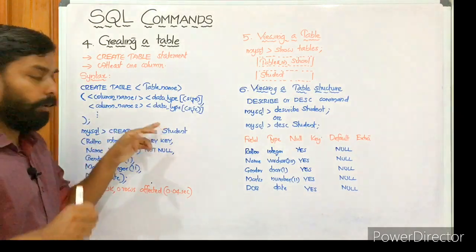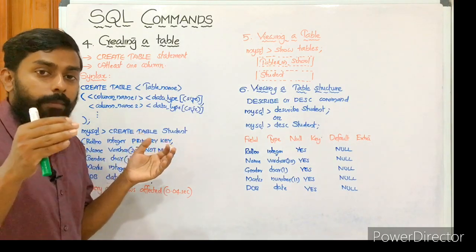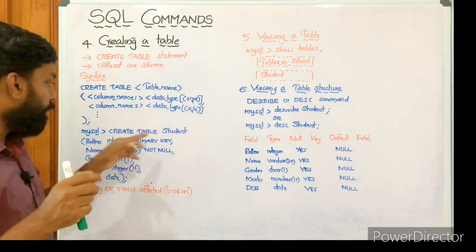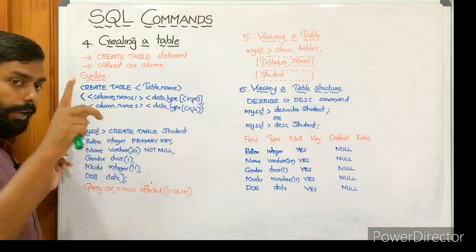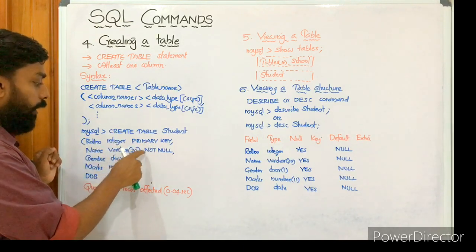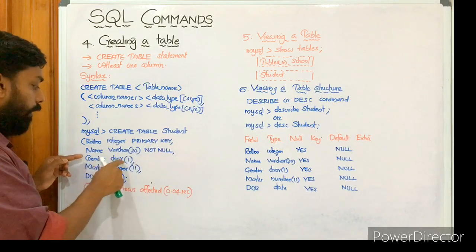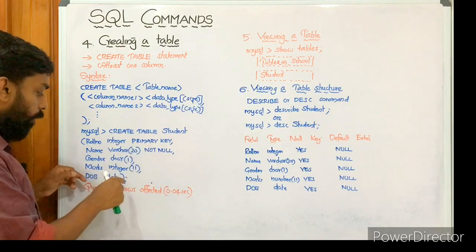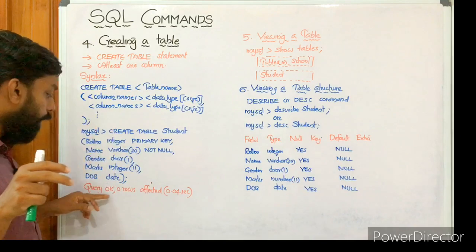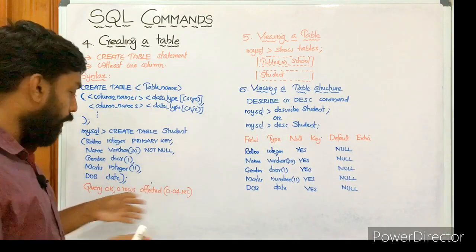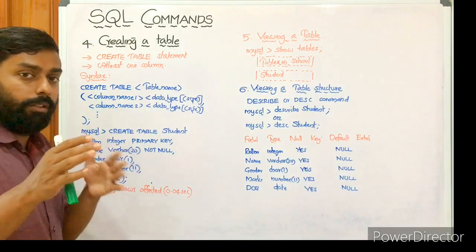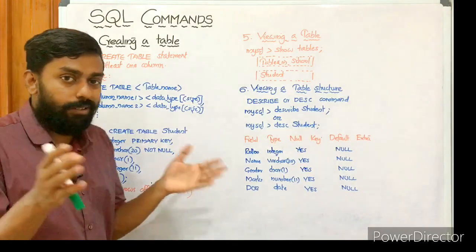Let's have an example. MySQL: create table student, that's the one we have created. Our database name is school, and we have two tables in school, student and fees. So the first one is student. Create table student, opening parenthesis, roll number integer primary key, name varchar 20 not null, comma, gender char 1, comma, marks integer 11, comma, dob date, closing parenthesis, semicolon. And it shows query okay, 0 rows affected, 0.01 sec. You know what it is? Query okay, no problem. 0 rows affected, we have done nothing with any rows. And 0.01 is the execution time.